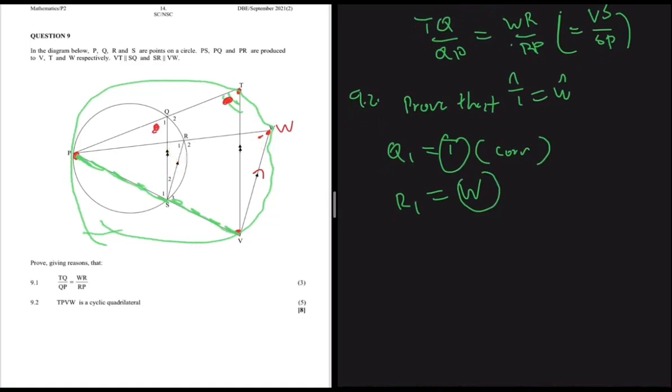If we can prove that Q1 and R1 are equal to each other, then T is equal to W. So how can Q1 be equal to R1? Let's look at our diagram.